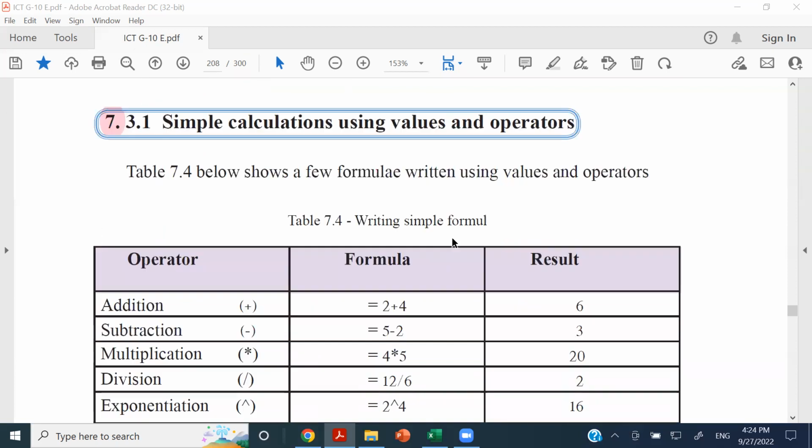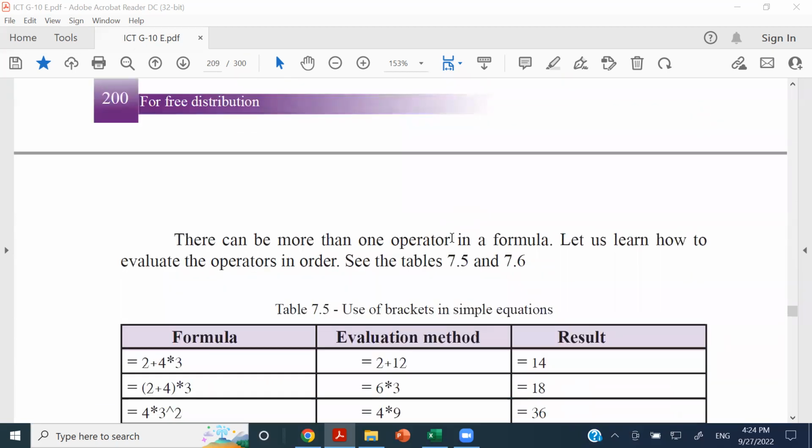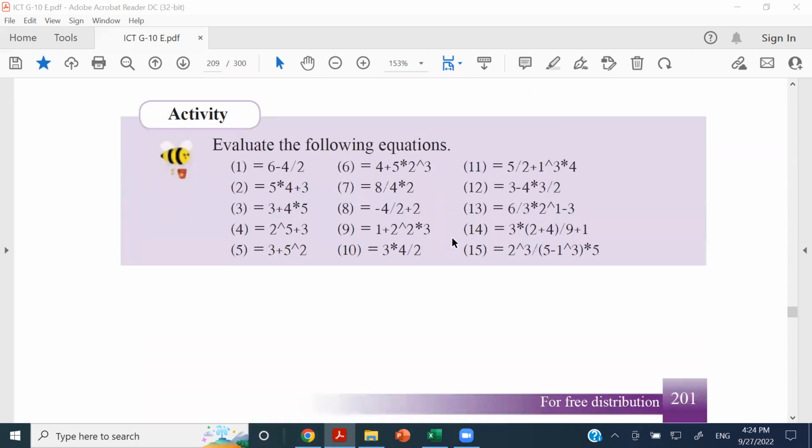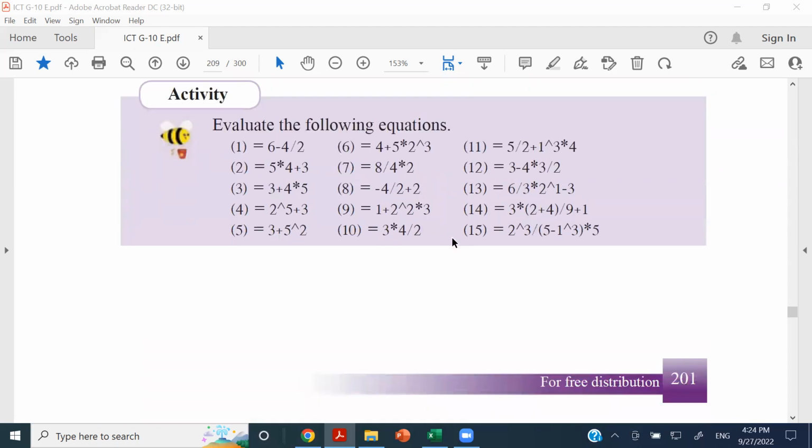So, people, you can try this activity now, right? Try it quickly and let me know the answers. Write it in your book and show your workings, what happens one after the other, right? And you can send me the final answer.